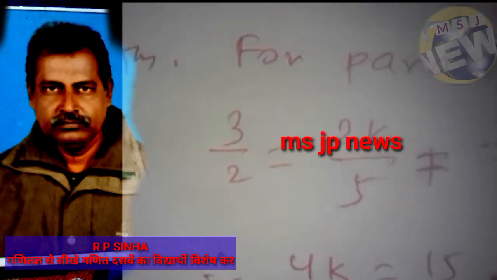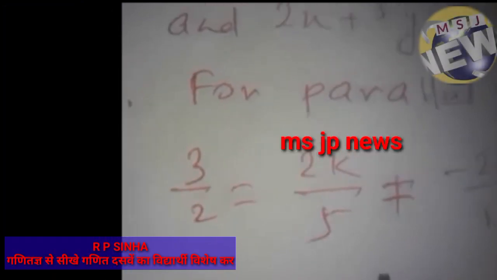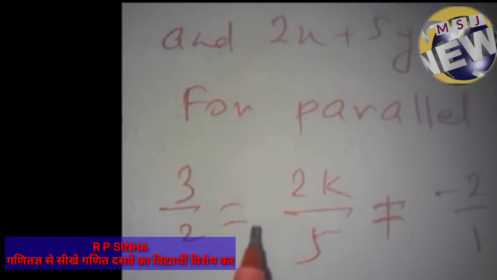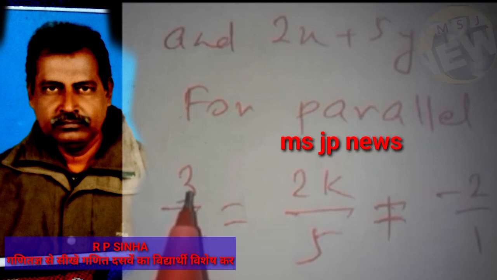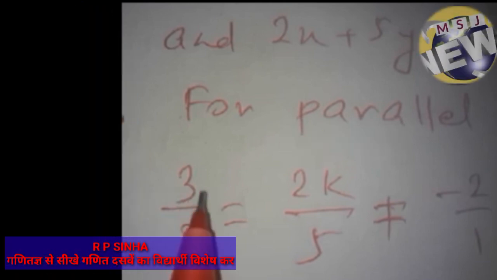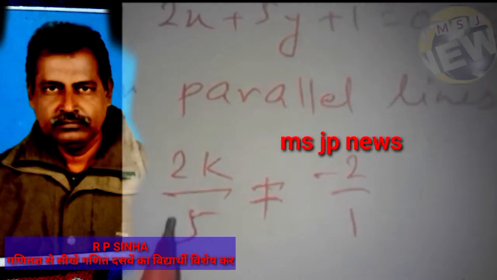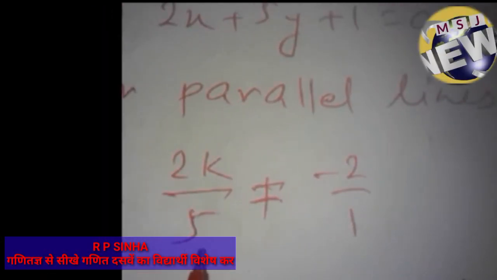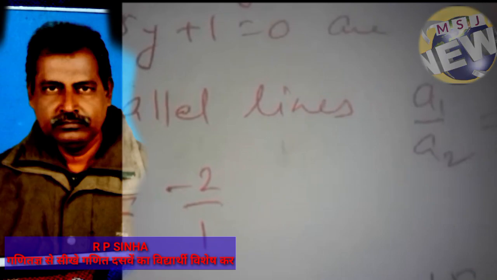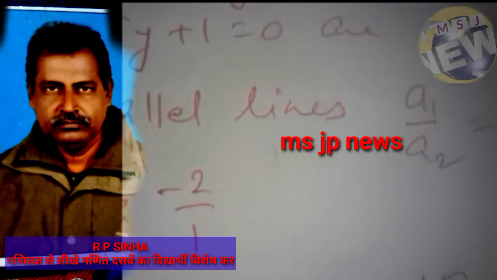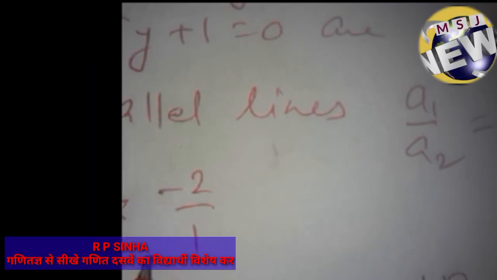Now we have obtained the values. A1 we have obtained 3 and A2 we have obtained 2, so we have taken the ratio of A1 and A2. And the ratio of B1 and B2 we have taken as 2k and 5. And the ratio of C1 and C2 is minus 2 by 1.